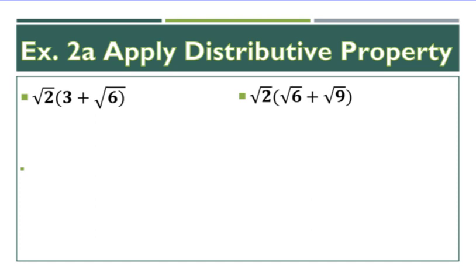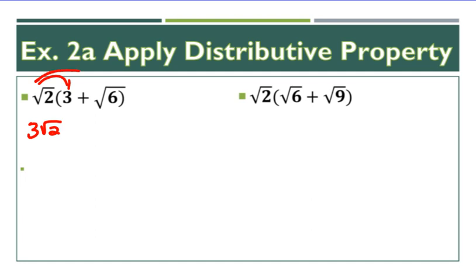Moving on to the second type of problem, applying the distributive property. So we're distributing the radical. So square root of 2 times 3 is 3 times the square root of 2. We do not multiply the numbers to get 6 because one's a radical, one's an integer.